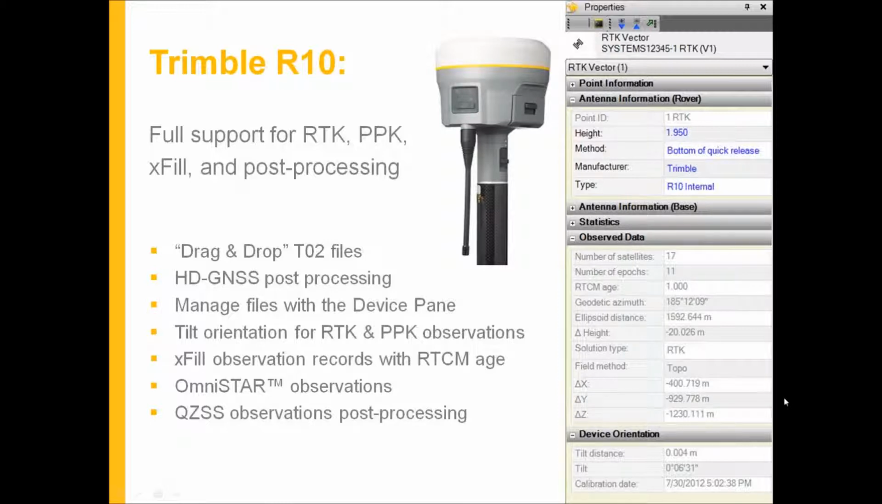So you can see down here we've got our RTCM. We also have our solution type RTK, and down on the bottom under device orientation we can see our tilt error. So in this particular instance, this is in meters, but we have 4 millimeters of tilt error, and it also provides you the date that that tilt sensor was calibrated. So it's a little extra of quality control checks right in TBC for you.